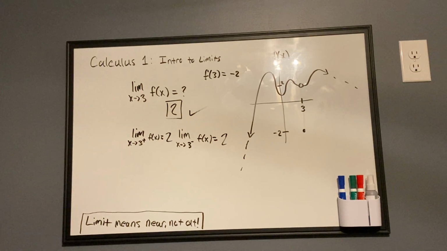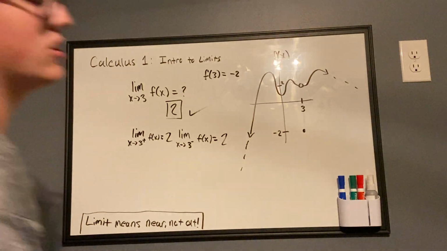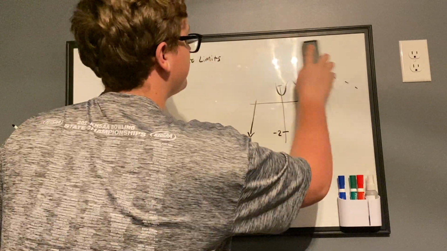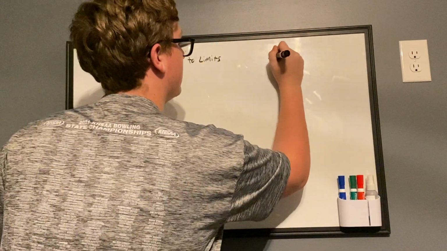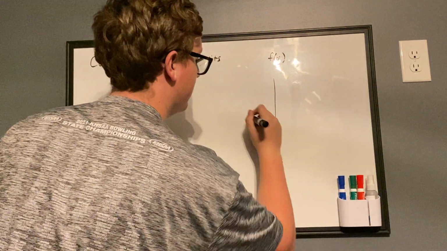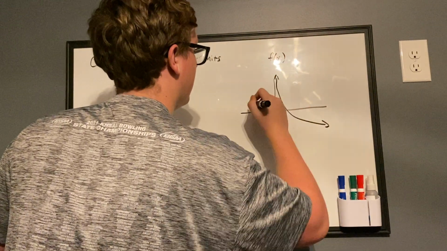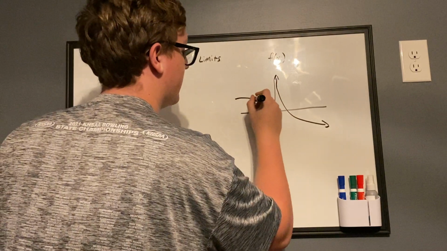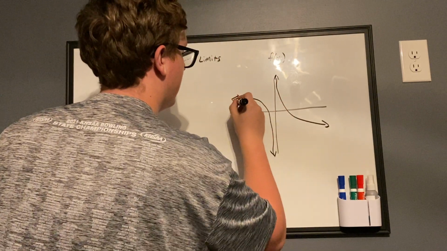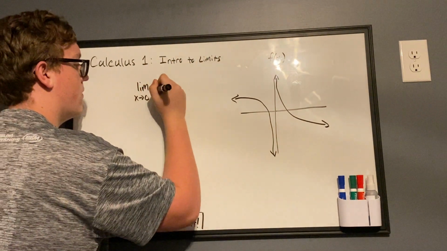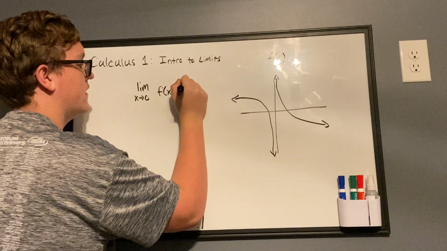Now there are cases where your positive and your negative side are going to be different, and that means that this limit is undefined. Let me show you. So let's make a new function. This is f of x. Let's say we have something that looks like this, and then we'll say we have something that looks like this. And we're trying to find the limit as x approaches 0 of f of x.